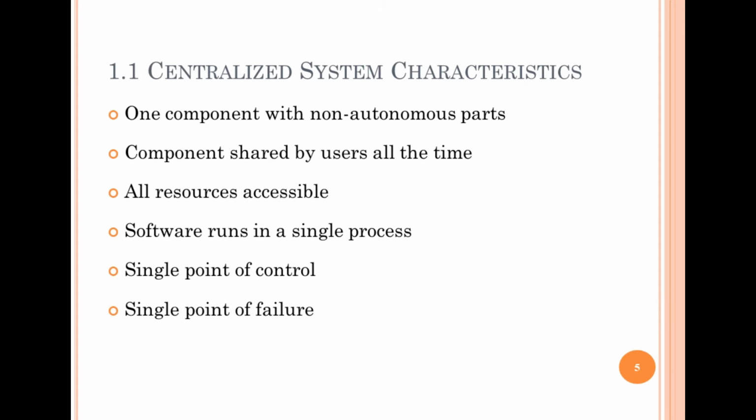Here is a further topic, centralized system characteristics. So the points of this topic: first one is one component with non-autonomous parts. Second one is component shared by users all the time. Third one is all resources accessible. Fourth one is software run in a single process. Fifth one is single point of control. And the last one, single point of failure.